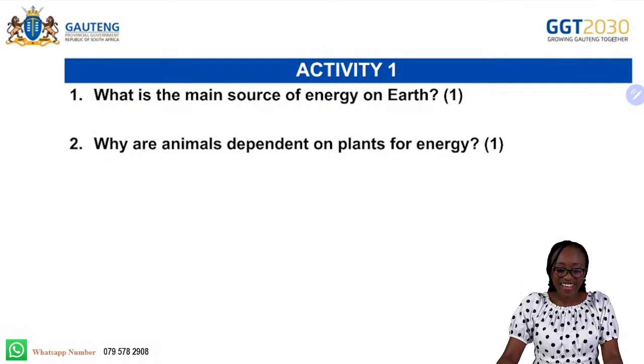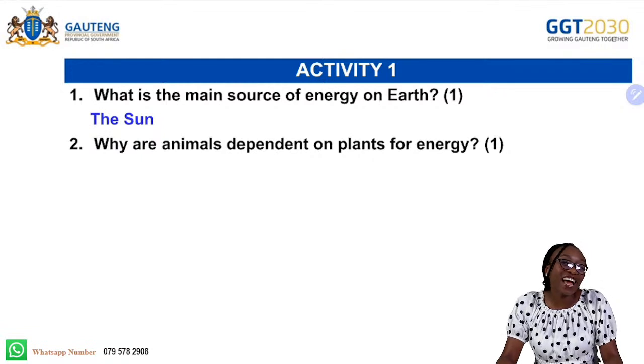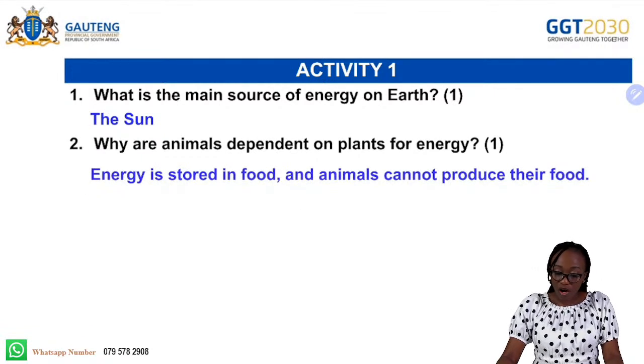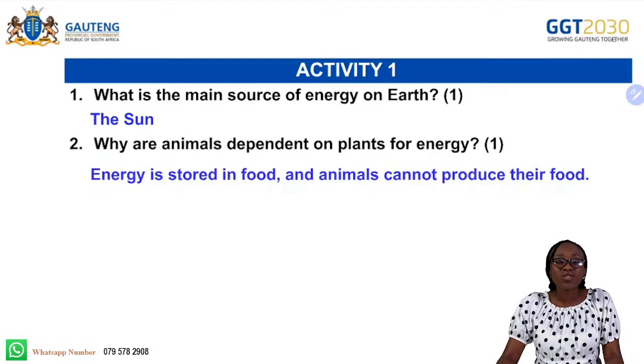Let's revise together. So what is the main source of energy on Earth? It is the sun. If you wrote the sun, give yourself a mark. And then why are animals dependent on plants for energy? Remember, energy is stored in food and animals cannot produce their own food. So they depend on the plants for energy. Alright, so I'm going to give you a quick minute to copy down the corrections and then we move on to the process of photosynthesis.